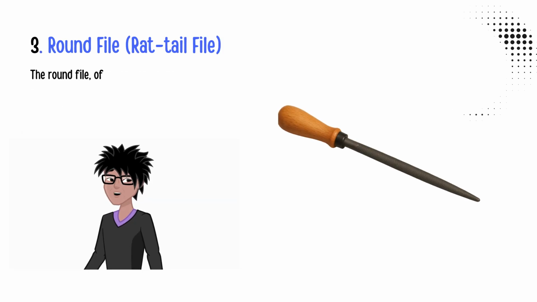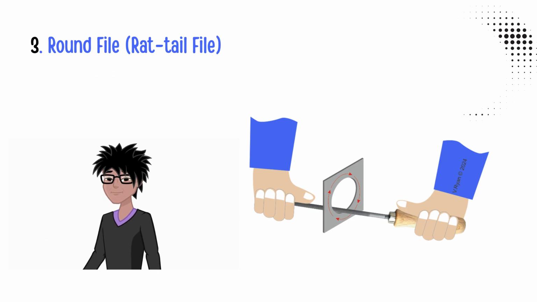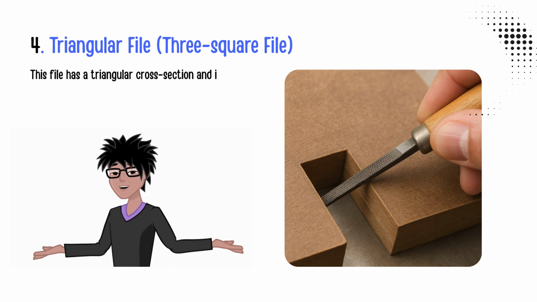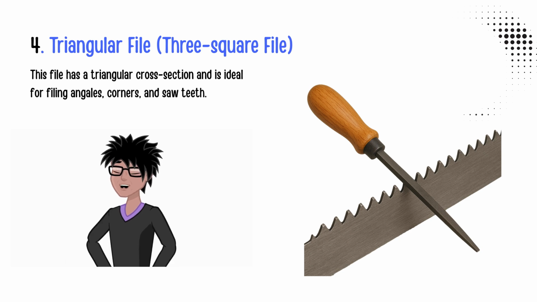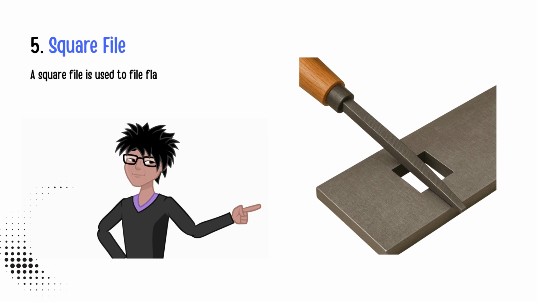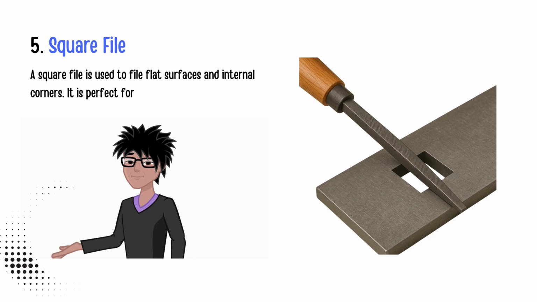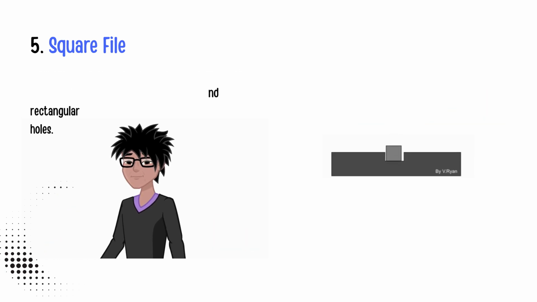Number 3. Round file. The round file, often called a rat-tail file, is cylindrical and used for enlarging round holes or filing curved grooves. Number 4. Triangular file. This file has a triangular cross-section and is ideal for filing angles, corners, and saw teeth. Number 5. Square file. A square file is used to file flat surfaces and internal corners. It is perfect for slots, keyways, and rectangular holes.